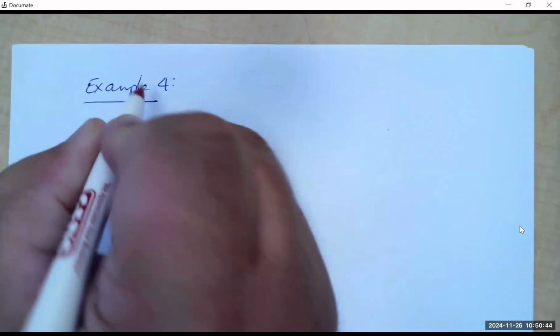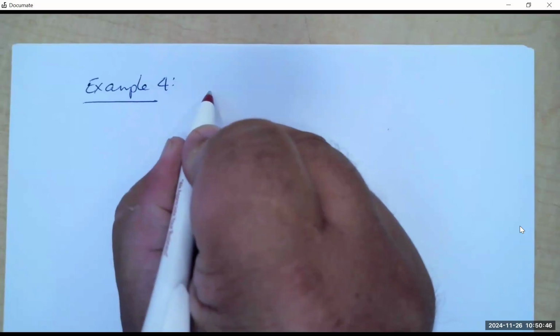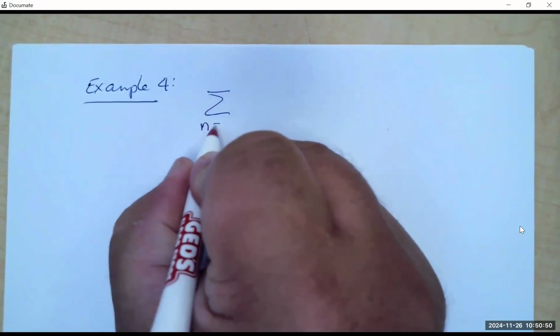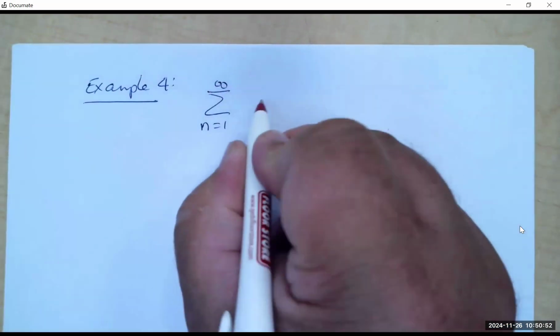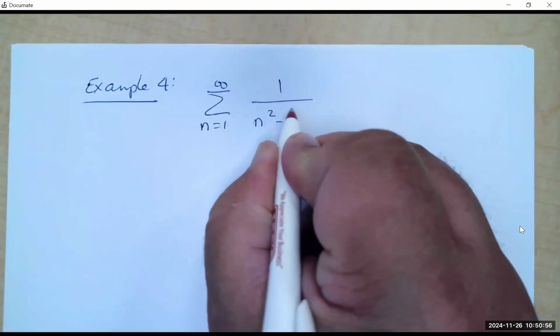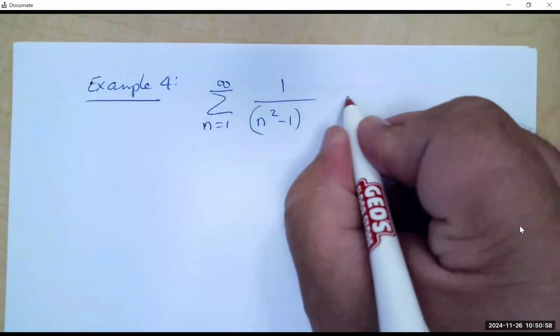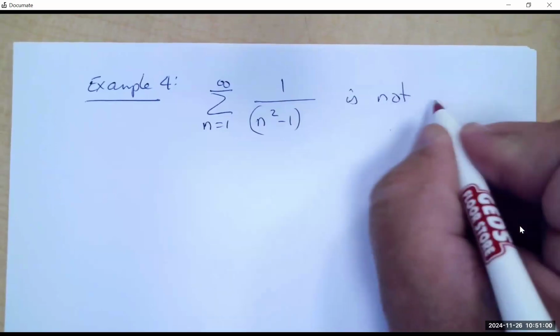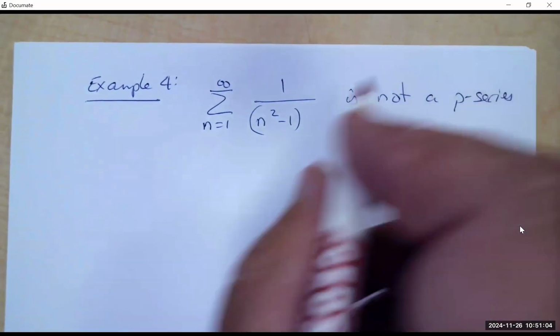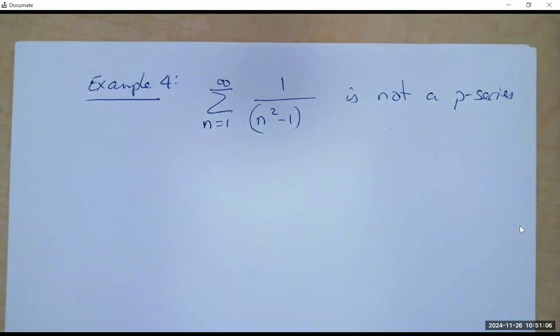Example 4. The series summation of n equals 1 to infinity of 1 over n squared minus 1 is not a p-series. Why is it not a p-series?